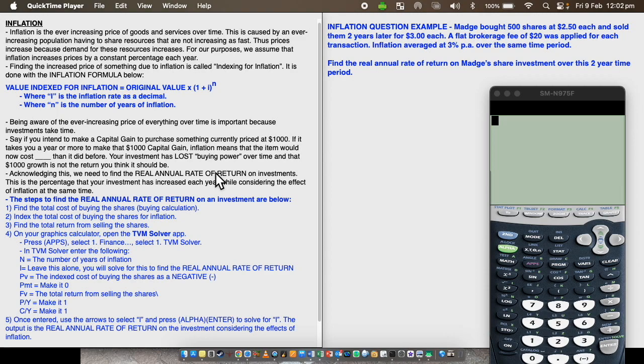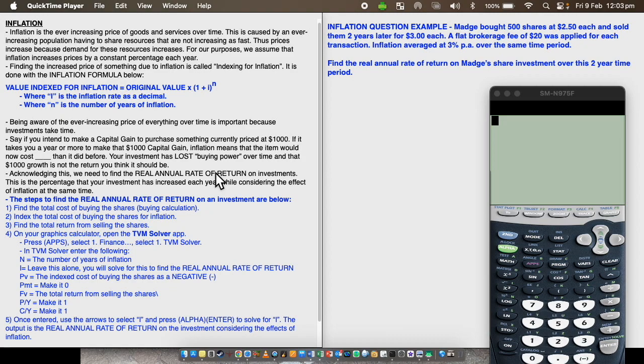All right, let's discuss. Why is it important to consider the effect of inflation when we're doing investments? Do investments take time? Is it going to take you a while to get a capital gain? So we need to consider the fact everything is going up in price at the same time as you're trying to invest. So say you intended to make a capital gain of $1,000, you wanted to buy something that was $1,000. So you invested, and then you waited, and then you sold the shares exactly when you were going to make $1,000. Well, inflation means that the item would what? Would it stay the same price, or would it cost more, or would it cost less?